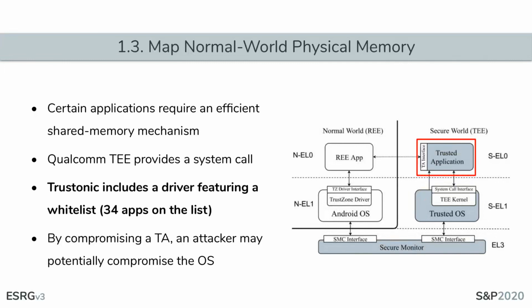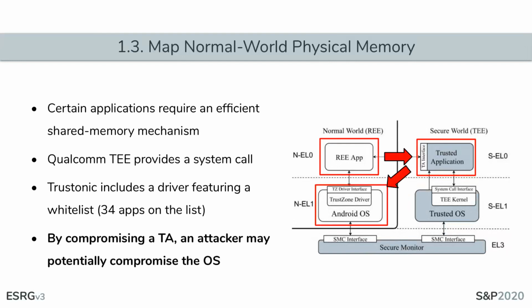The TrustZone TE does not allow trusted applications to map physical memory. Trusted applications must issue a request to a dedicated driver. A whitelist is used to prevent access to this feature. However, the whitelist is hard-coded in the driver, and the number of allowed trusted applications reaches 34. Mapping the normal world is a mechanism that can easily be abused for privilege escalation. By compromising a trusted application that can map the normal world, an attacker may also completely compromise it.